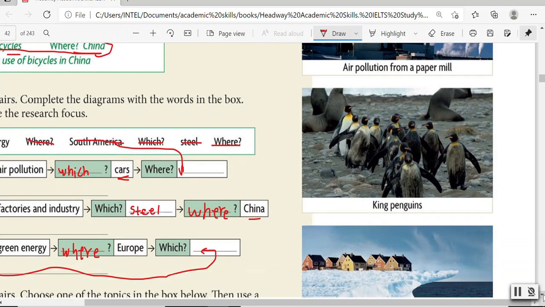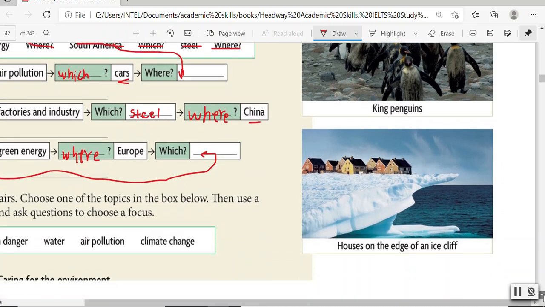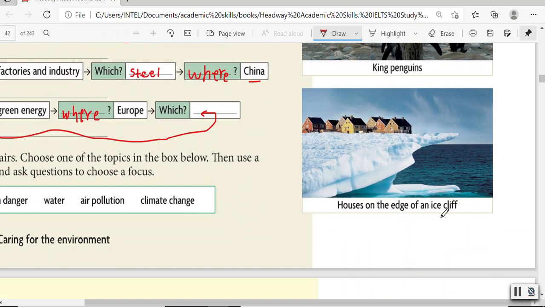And also in here we have king penguins and houses at the edge of an ice cliff. They are not safe because of the climate change. We must care about them.